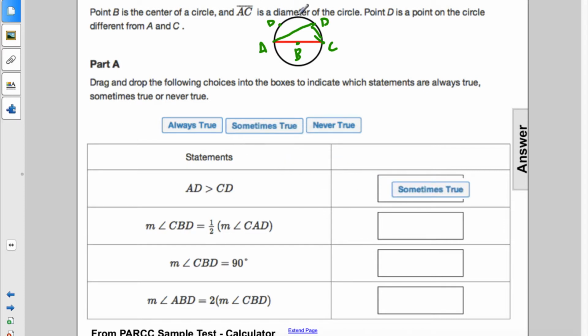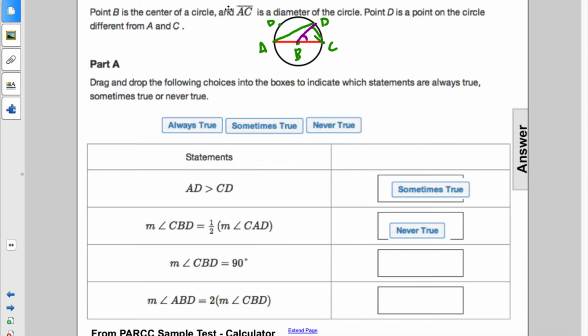All right, moving on. The measure of angle CBD, so draw this radius here. So this angle equals 1/2 of the measure of CAD. That is not true. This angle is twice the size of this angle, not half. So this one is never true.